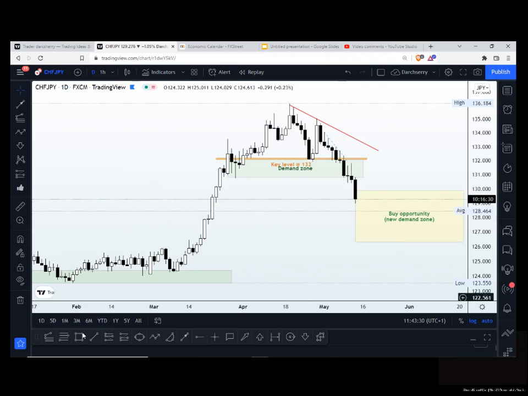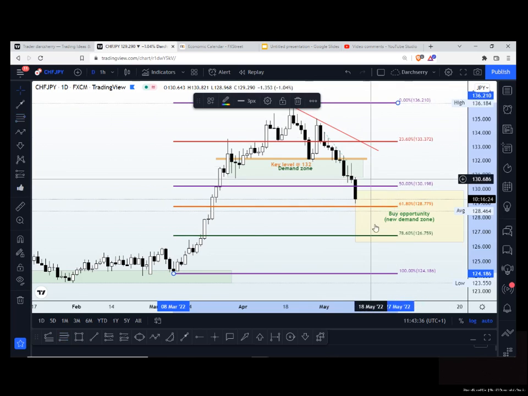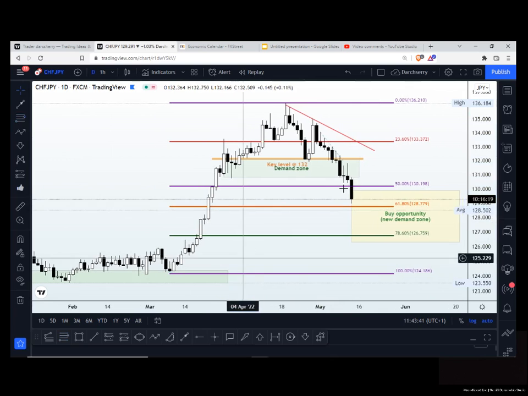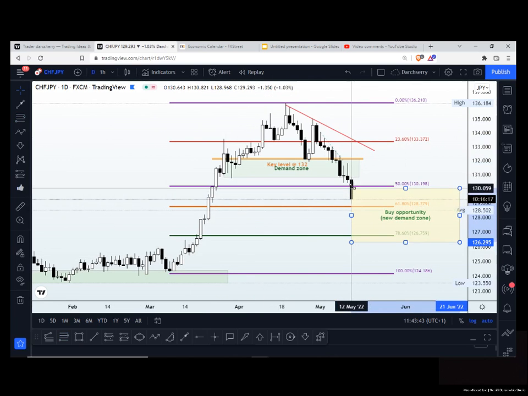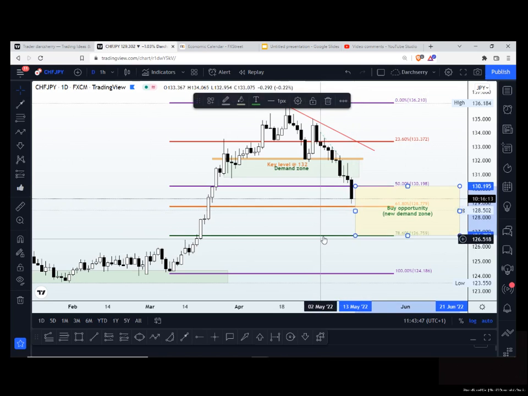So if we run that retracement tool right through that impulse leg here, we can see that we are right within that. I think there's a demand zone now. So we are right within that buy opportunity zone.